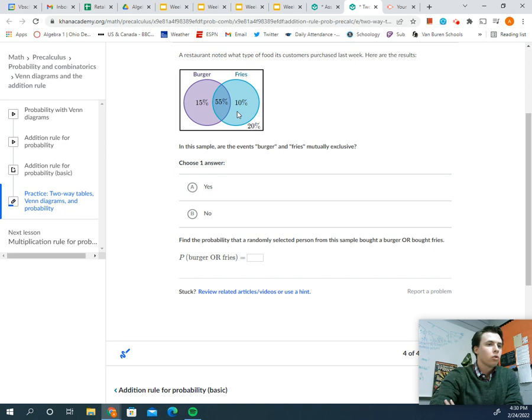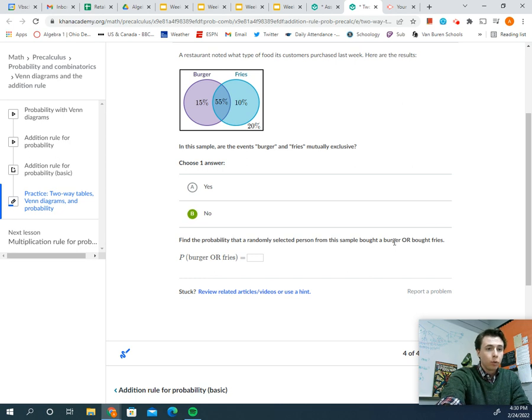First things first, in the sample, are the events burger and fries mutually exclusive? Automatically, I'm going to say no, they're not. Remember, mutually exclusive means they can't happen at the same time. Obviously, that's not the case because 55% of our customers ordered a burger and fries. So they are not mutually exclusive. I'm going to go with no.